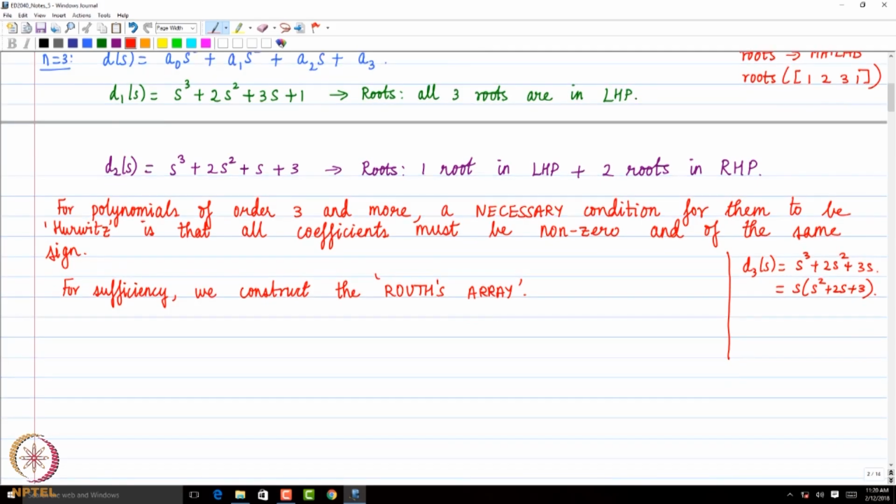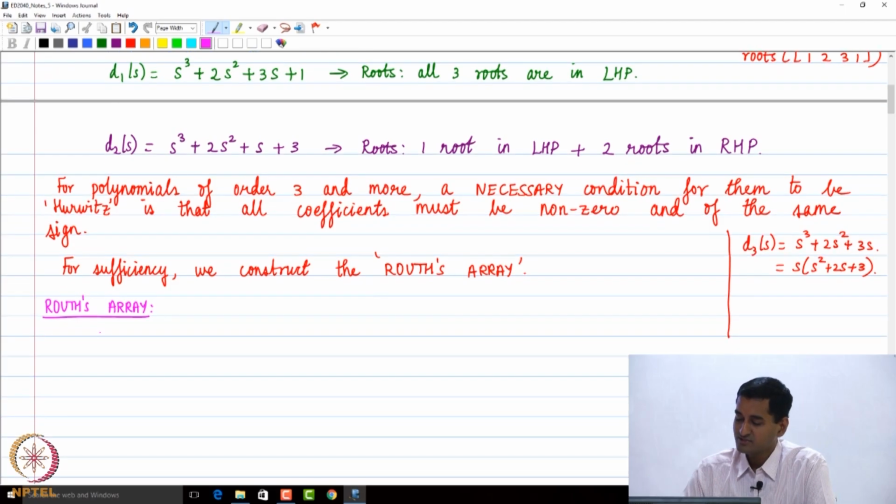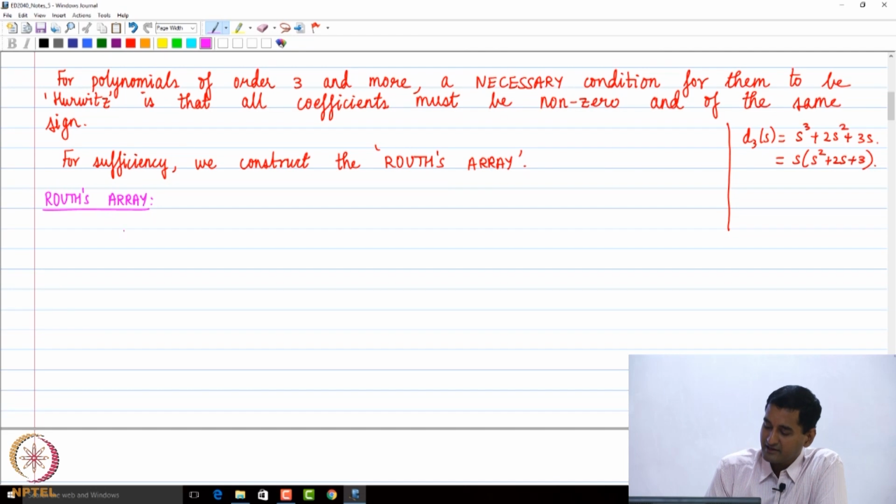Okay, so that's what we are going to do. That's the process to figure out sufficiency, right? So what is this Routh's array? Let me construct the Routh's array, then we will discuss the implications for us. So let me write down the Routh's array.